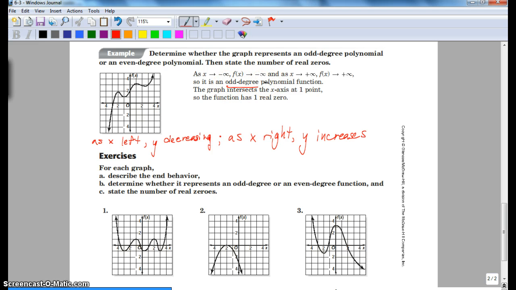All odd degree functions are going to be down and to the left and then up and to the right, or vice versa. Up and to the left or down and to the right. So those are the two types of odd degree functions, at least the end behavior.